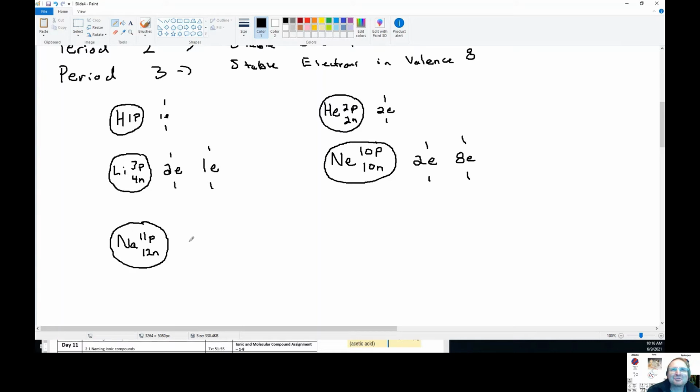Now we can't put all 11 right here, only 2. There's only space for 2. We have to put 2 there. We've got 11 of them. So what's next? Well, let's put 8 electrons because the second orbit holds only exactly 8 if we've got them. 2 plus 8 is 10. We got 1 more.